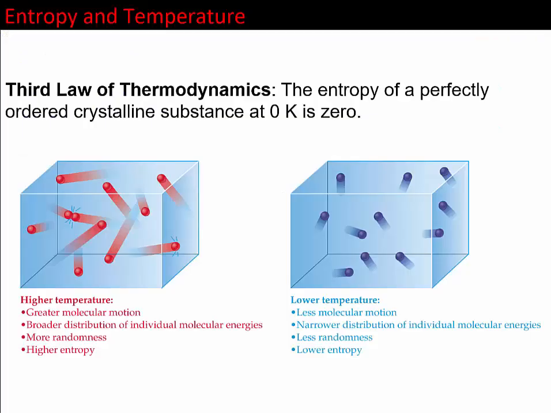All right. Our third law of thermodynamics is that the entropy of a perfectly ordered crystalline substance at 0 degrees K is 0. So if you've got something at high temperature, there's a lot of molecular motion, there's more randomness, there's higher entropy, and a broader distribution of individual molecules. At lower temperature with less molecular motion, there's a narrower distribution of molecular energies, less randomness, and lower entropy.